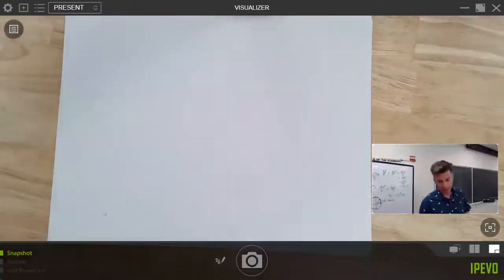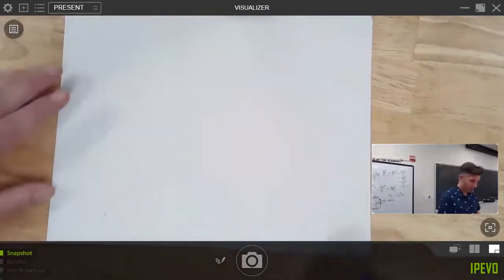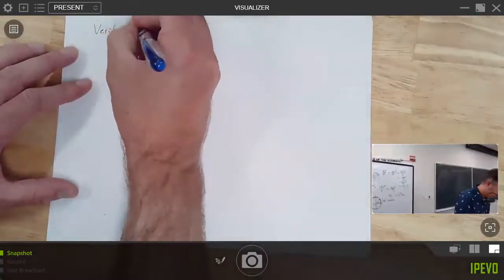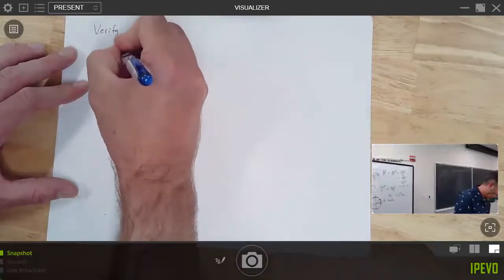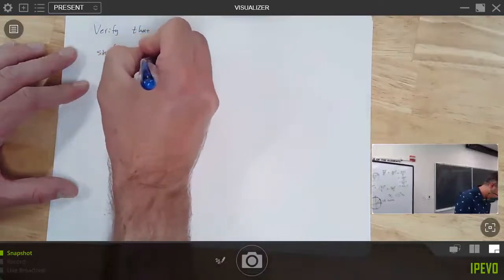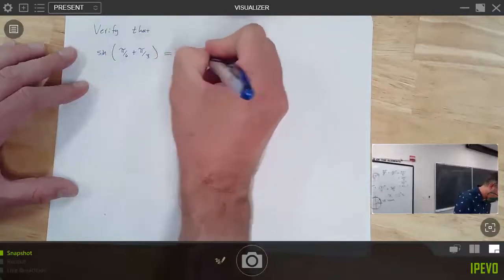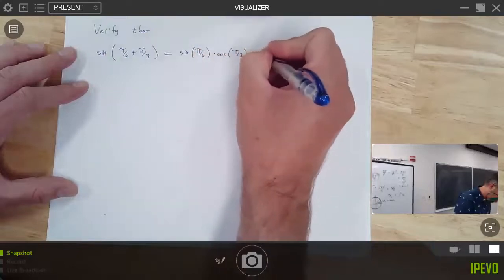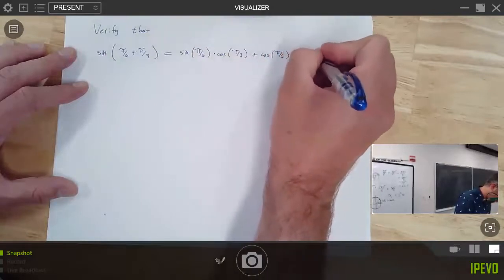Okay, this last one we're going to do is kind of leading up to something which is going to be part of class F, but it seemed like a good place to put it. So we're going to verify the following statement. We're going to verify that sine of pi over 6 plus pi over 3 is equal to sine of pi over 6 times cosine of pi over 3 plus cosine of pi over 6 times sine of pi over 3.